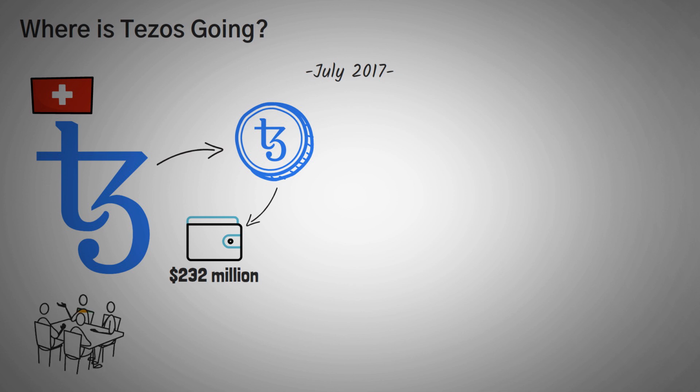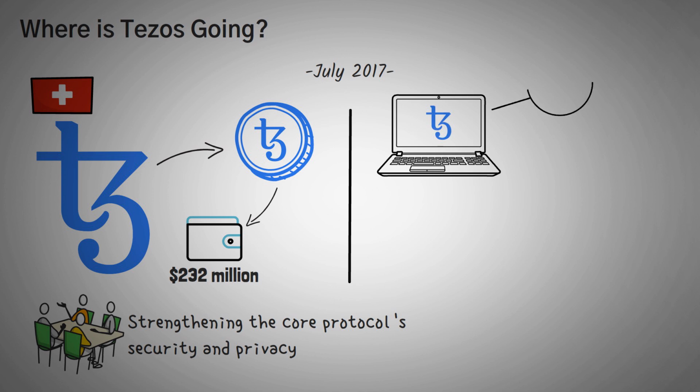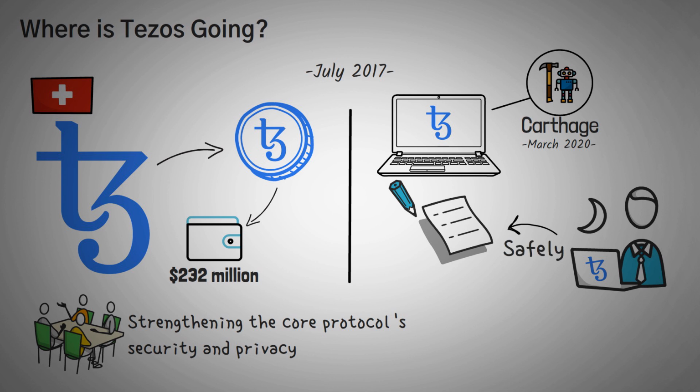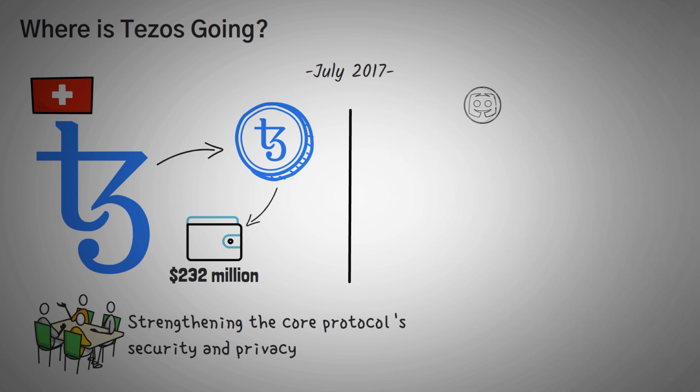Since then, the Tezos community has been working on strengthening the core protocol's security and privacy, as well as providing more developer-friendly tools. One of Tezos' self-amendment upgrades, called Carthage, went into effect in March of 2020, and it made enhancements that allowed developers to do more powerful things with their smart contracts, and it also made it much safer in the process. Edo and Florence were also very powerful updates that gave a ton of other flexibilities in writing smart contracts.